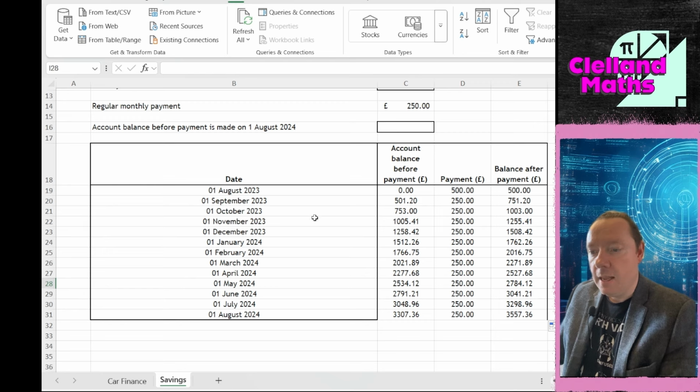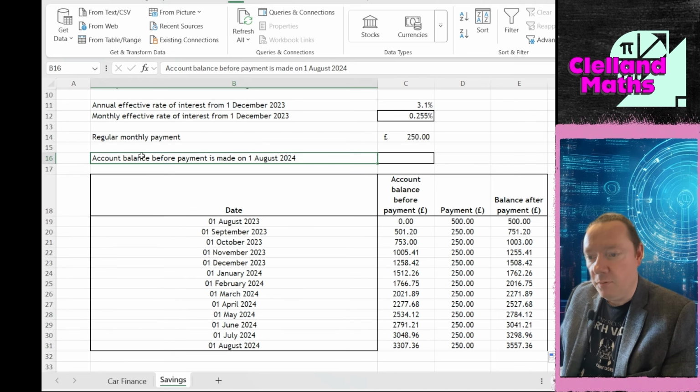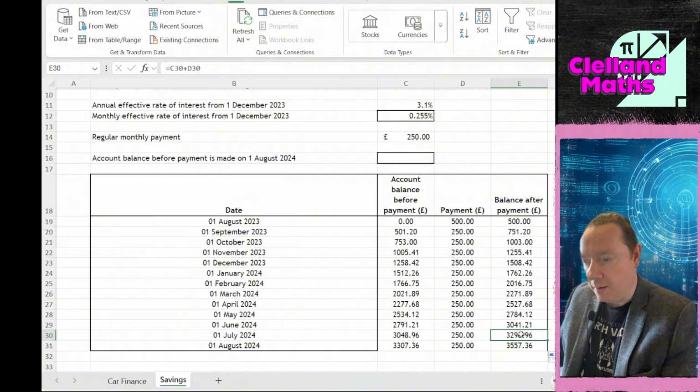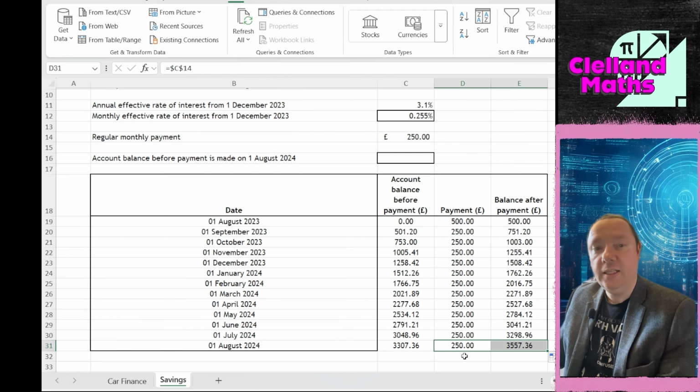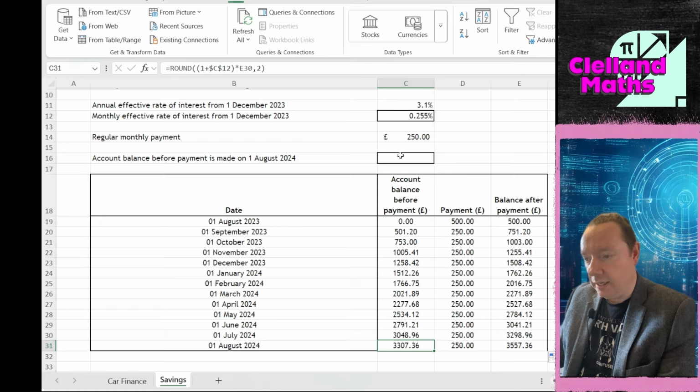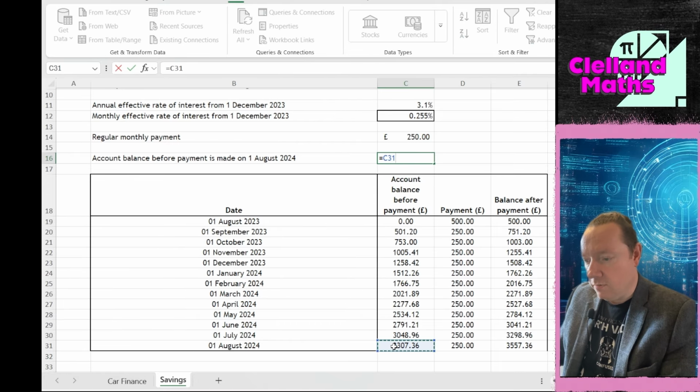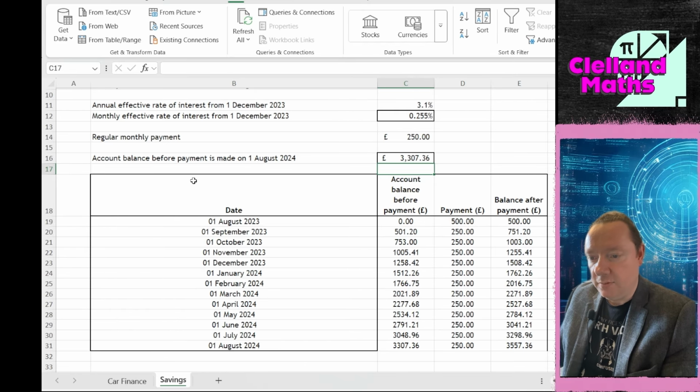to here. And it says account balance before payment is made on the 1st of August. So that's your balance after payment here. Account balance before payment is there. So it's that number I need. So these two don't really need to be filled in. This is the number I need. So it's equals that number, 3307.36. That's the balance before payment's made on the 1st of August 2024. Because then he makes his payment and then his balance after payment.